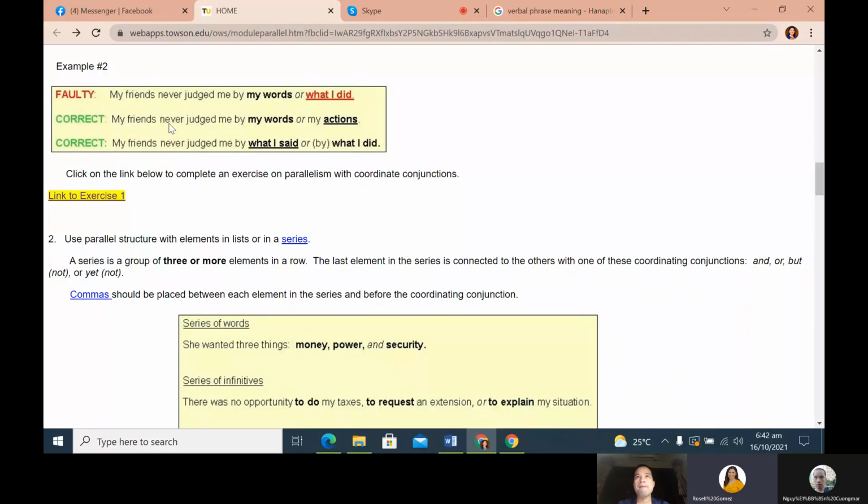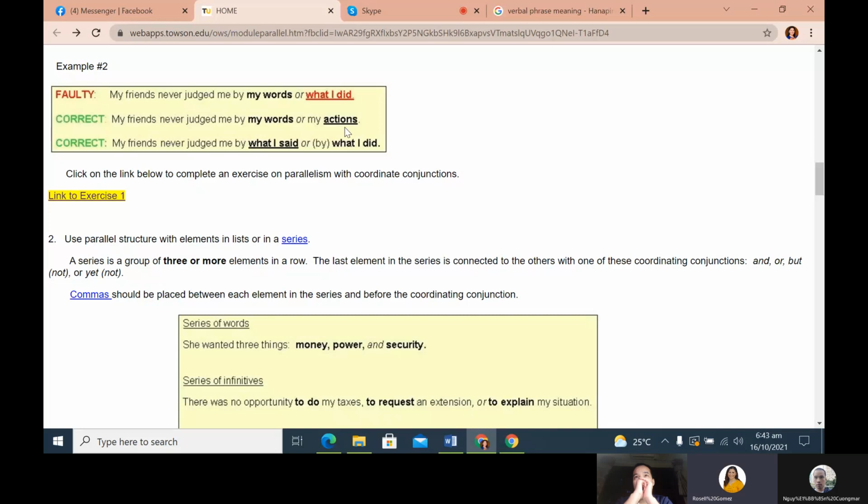My friends never judge me by my words or my actions. Because there are two ways we can judge a person, whether she is good or bad: by the words he speaks or she speaks, or by the actions she does or he does. Do you understand me? Yes. These are the two things we can judge a person on, based on the words he or she speaks, or based on the actions he or she does.